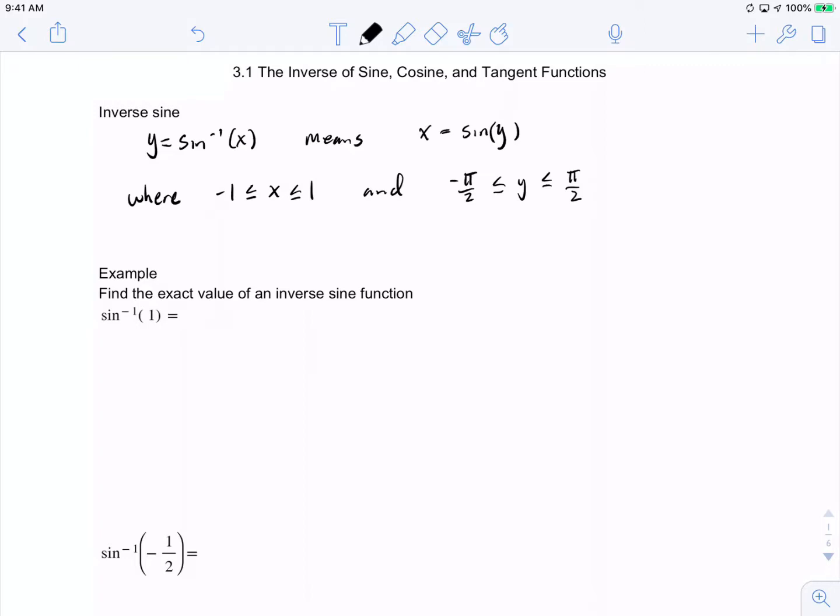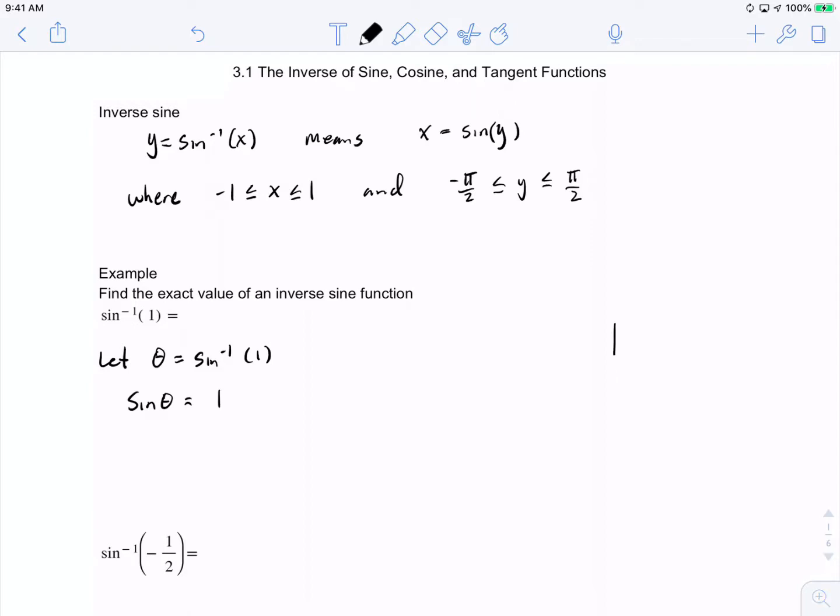This first example is to find sine inverse of 1. What we'll do is let theta equal sine inverse of 1. And the inverse of sine inverse is sine, so if I take sine of both sides, sine of sine inverse of 1 will get rid of the inverses, and so we'll get sine of theta is equal to 1.